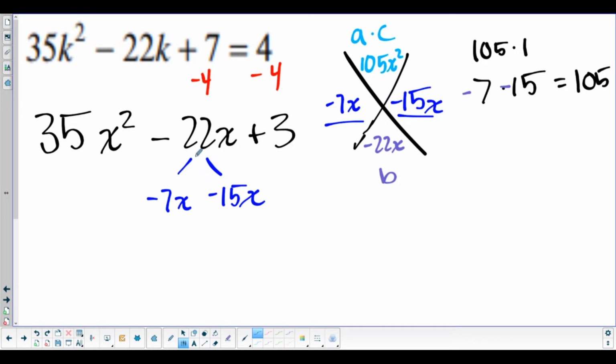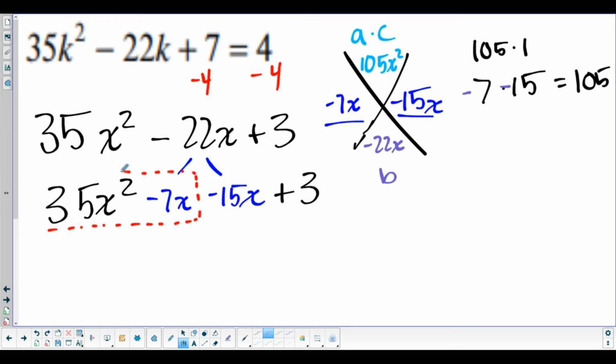And so I'm going to rewrite my equation, but instead of writing the negative 22, I'm going to split it into the two values of x that I found. So everything else stays the same. I have 35x squared minus 7x minus 15x, and then drop down the plus 3. Okay? And now here's why you would do this. You now have two groups of numbers. You have this group right here. Okay? And you have this group right here.